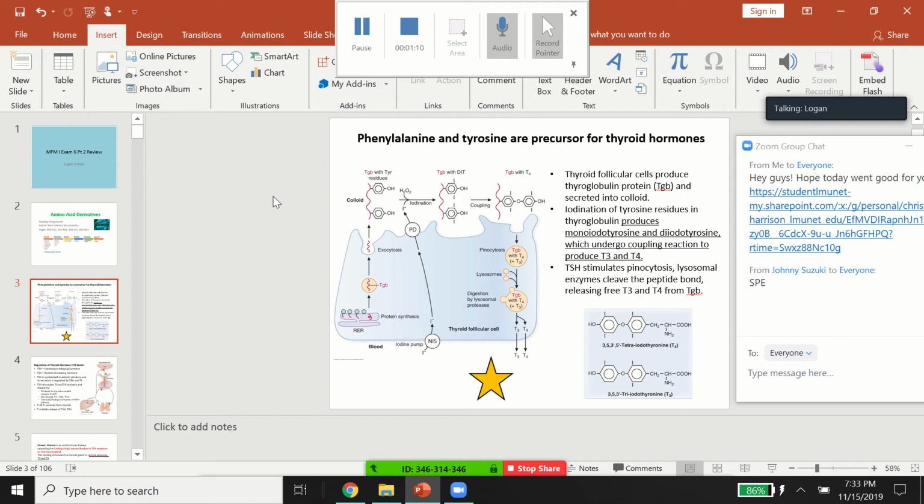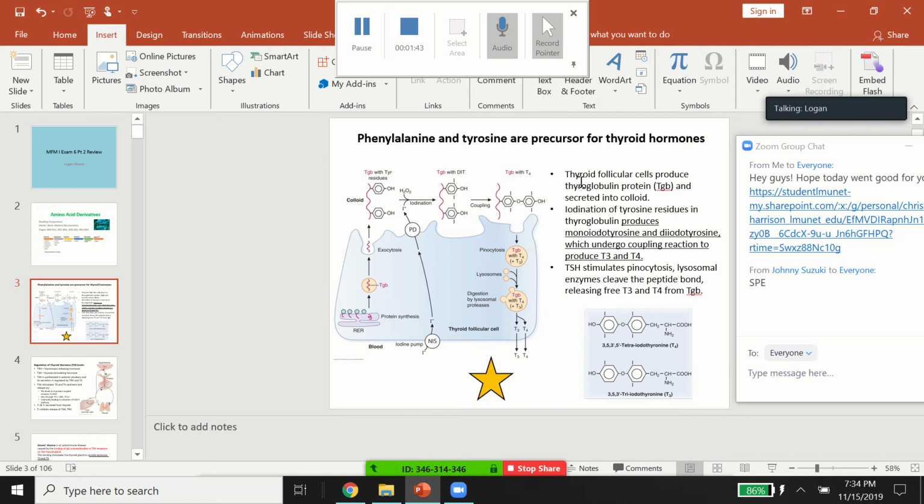What it says on this slide right up top is that phenylalanine and tyrosine are the precursors for thyroid hormones. Now that's partially true. Tyrosine is the direct precursor for thyroid hormones, while phenylalanine is the precursor for tyrosine. If you drew an arrow between these, it would be phenylalanine to tyrosine, then to thyroid hormones. So it's accurate the way she says it, but it's still a little different. That's just a heads up about that.